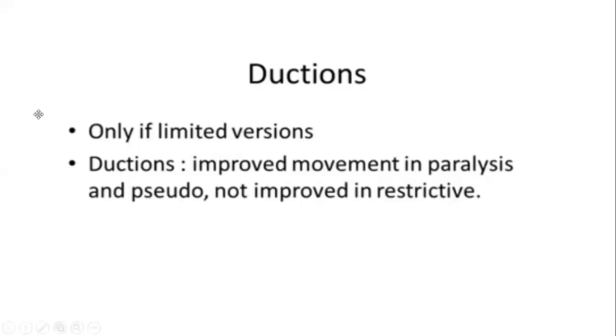Ductions only if versions are limited. Ductions improve movement in paralysis and pseudo-paralysis, and do not improve in restrictive. If the patient has paralysis, when you check the movement binocularly, the versions and the ductions, you will find ductions are better than versions. But in restrictive strabismus, it is the same.